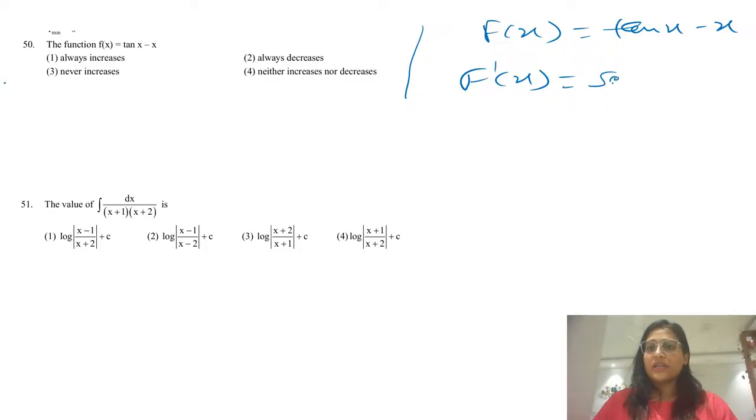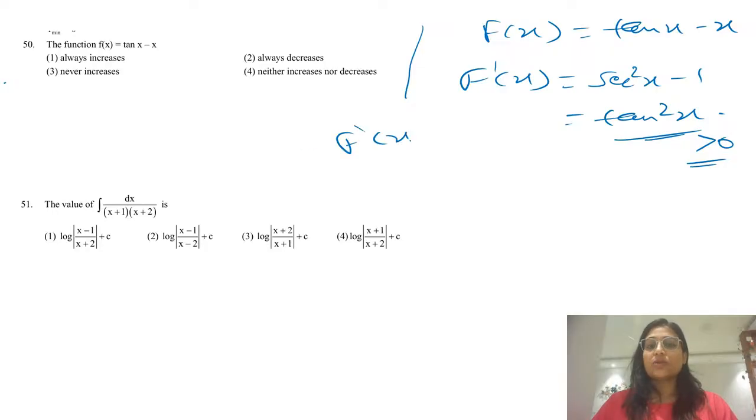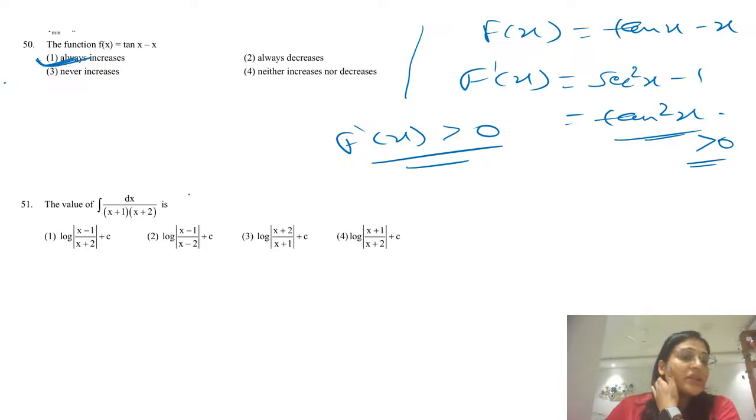Here it is secant square x minus 1, that is nothing but tan square x. And tan square x, because it's a square, will always be greater than 0. So here f dash x is always greater than 0. It means this function is always increasing. Now we have to find out the integration of this. Very easy again, partial fraction.